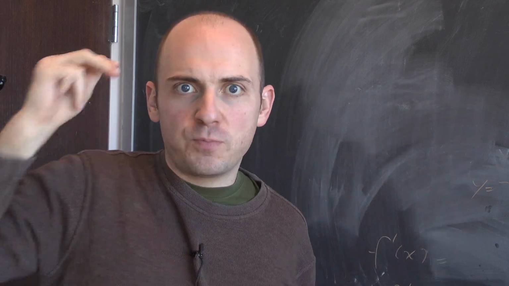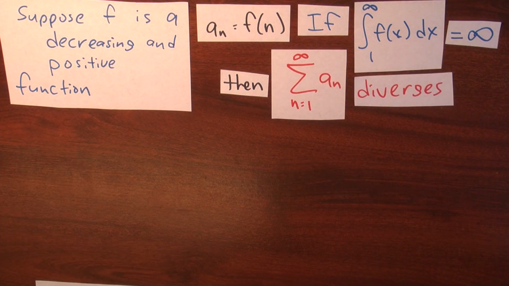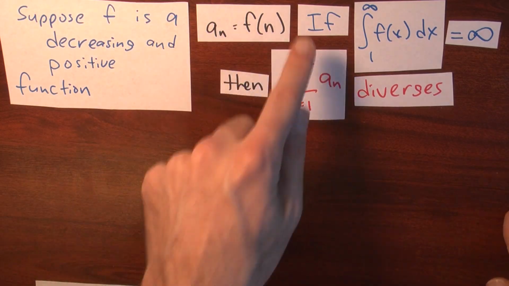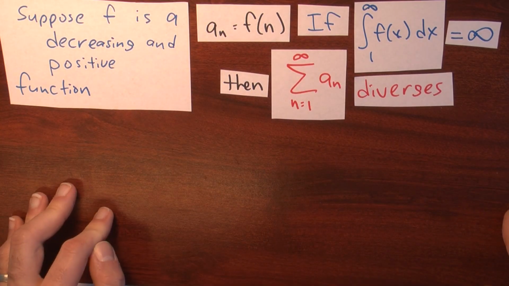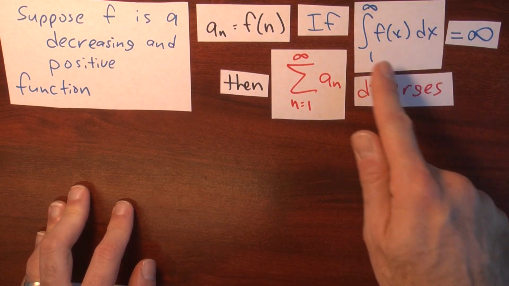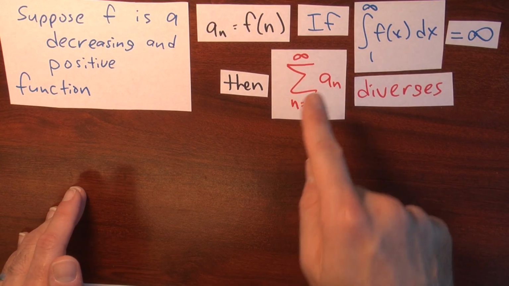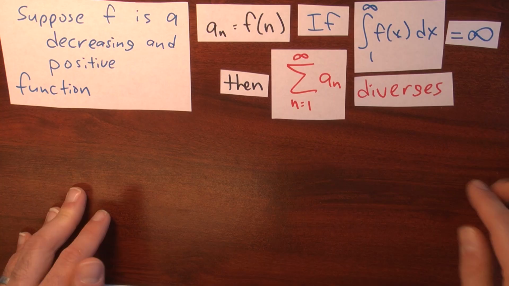We're in a position to prove this. This is what I'd like to show. Suppose that little f is a decreasing but positive function. I'm building a sequence a sub n out of the function f. And I'm supposing that the integral of f of x dx, x goes from 1 to infinity, diverges. And I want to show that the series diverges as well.